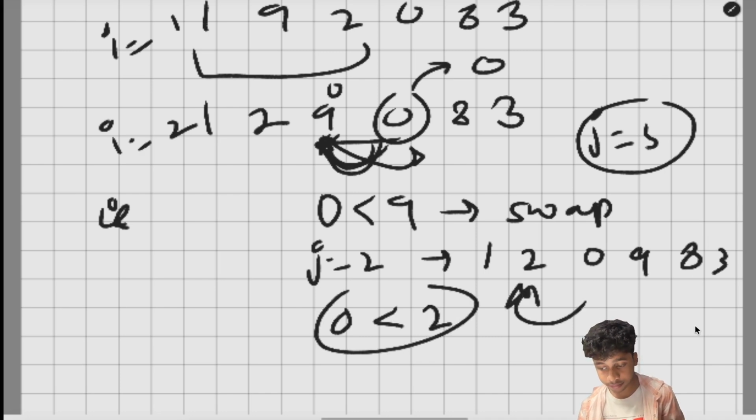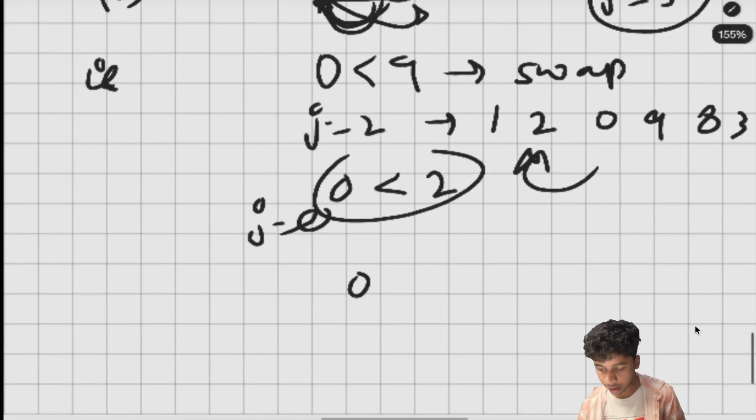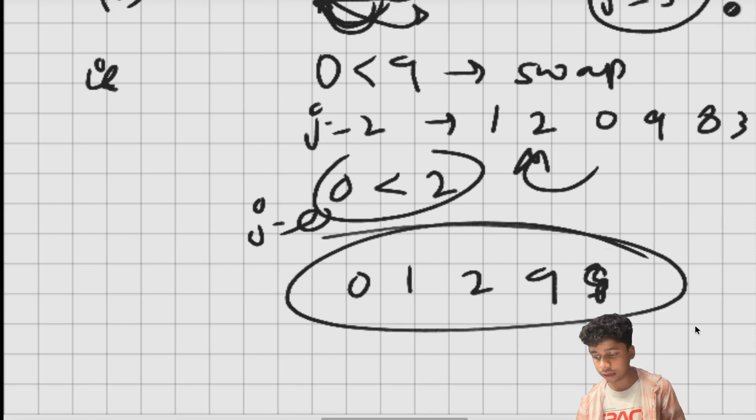Yes, swap it. And doing this repeatedly, when j becomes 0, our array becomes 0 1 2 9 8 3.